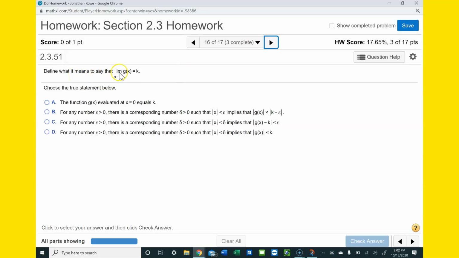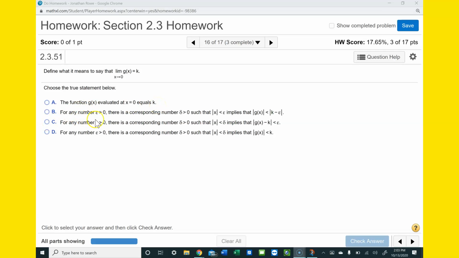Define what it means to say that the limit of g of x as x approaches 0 equals k. All right, this is another good question because it simply tries to see if you can take that definition of a limit that we've gone over and over and just apply it to this situation. What does the limit mean? It's definitely not a. Right? It doesn't matter that plugging 0 into g of x gives you k. It doesn't matter what it is. It matters what it's close to.